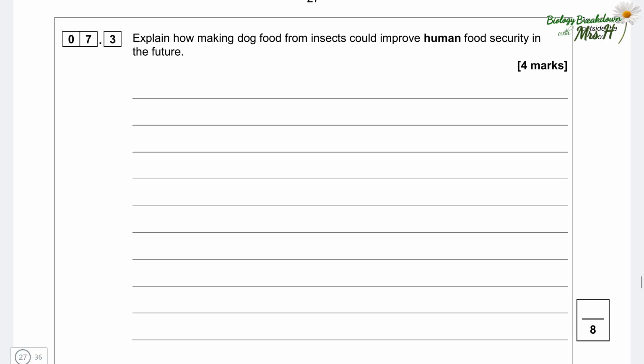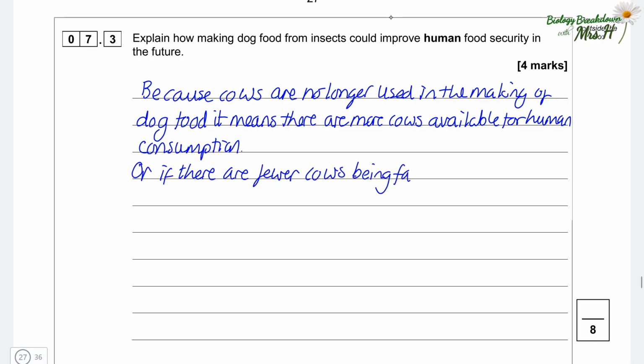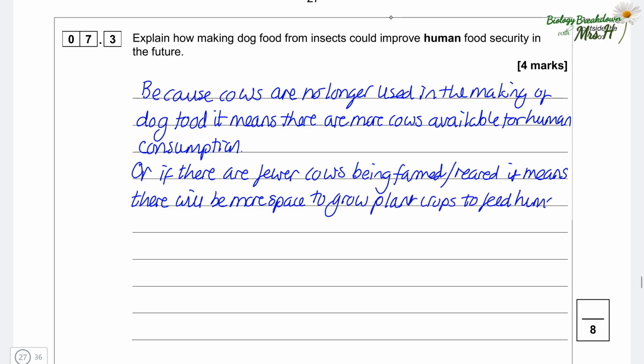So this means not running out of food. Well, because cows are no longer used in the making of the dog food, it could mean that there'll be more cows available for human consumption. Or if there are fewer cows being farmed or reared, it means there's going to be more space to grow plant crops to feed humans.